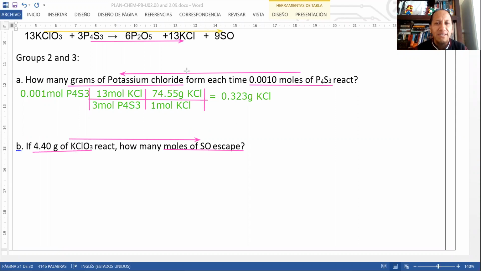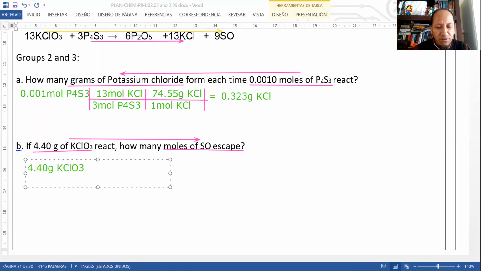If you understand that, let's continue. I am transforming grams of KClO3 to moles of SO. So what you have to do is copy the data from the exercise: 4.40 grams of KClO3. Now you must transform the grams to moles, because the reaction is talking about the coefficients, moles, not grams.